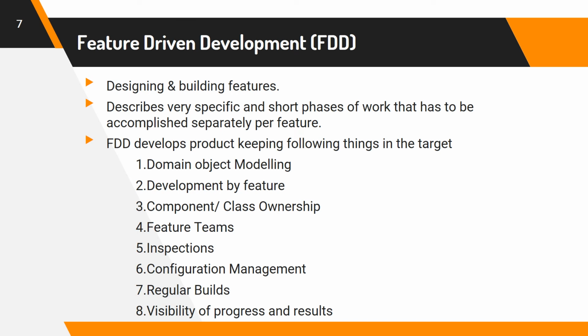The next is FDD, which is feature driven development. This method is focused around designing and building features. Unlike other agile methods, it describes very specific short phases of work that have to be accomplished separately per feature. So it targets feature teams, inspection, regular builds, and so on.